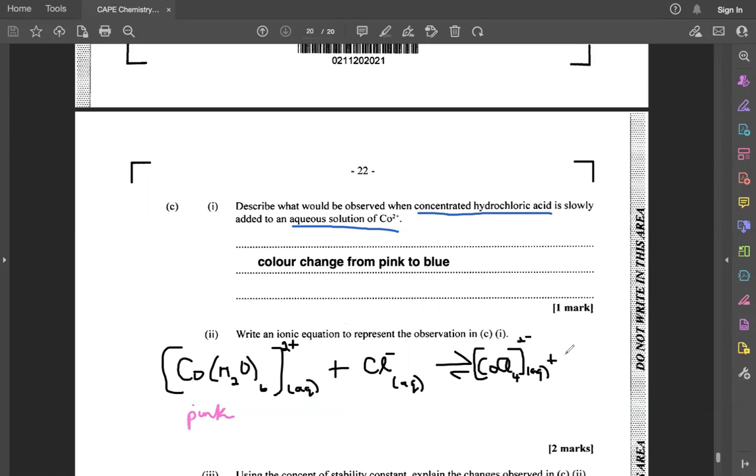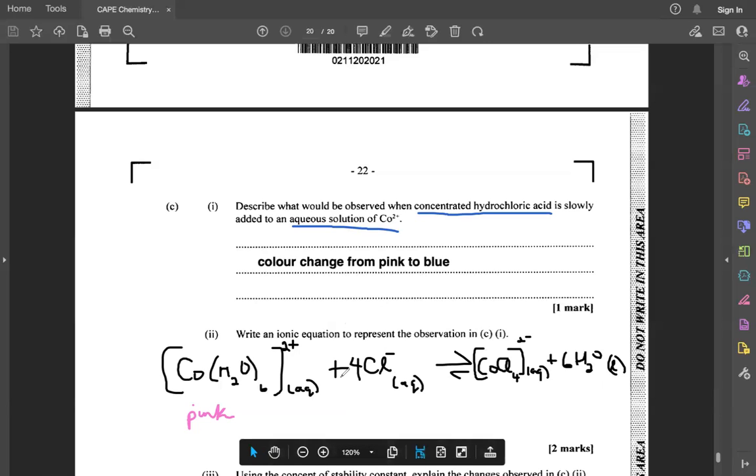Plus those 6 water ligands that got displaced, right? That's how we can describe that color change using an equation. And so let's balance everything. So we put a 4 before this, and I think we're all balanced otherwise. And let's just write what color is associated with what.